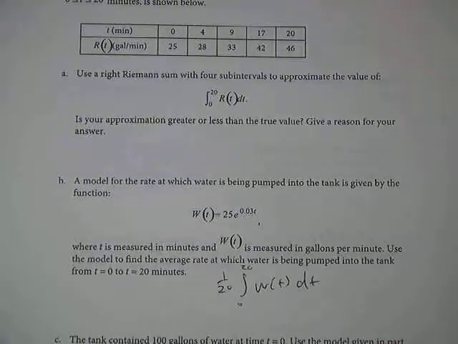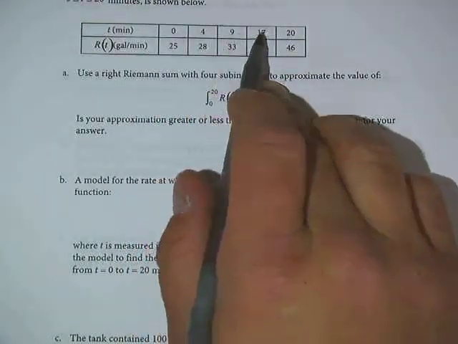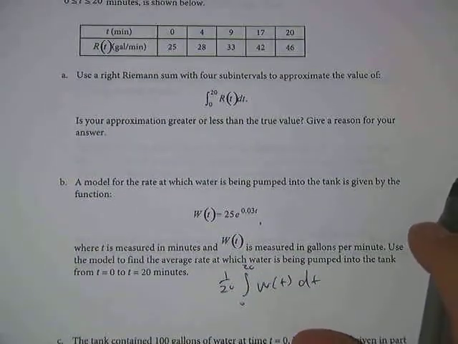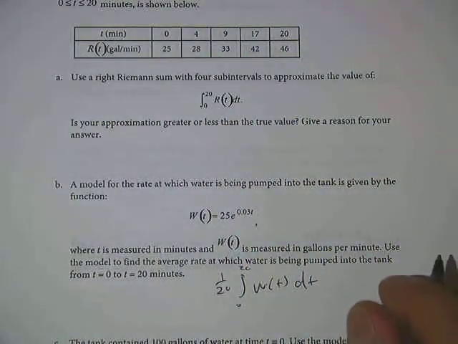Again, units here would be gallons per minute. Anytime we do an average value of a function, the units are always going to be the same as whatever the function was. What else? Number 4.